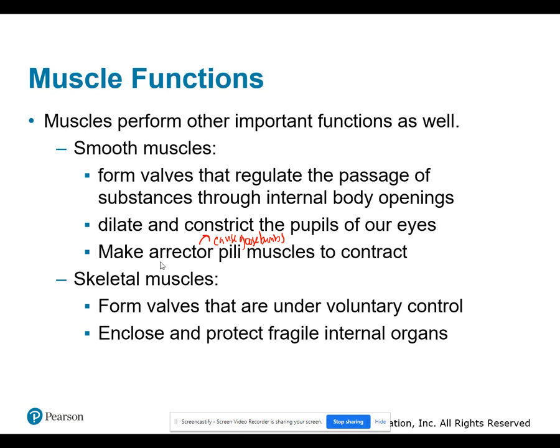And then last but not least, it encloses and protects fragile internal organs. Your stomach and your small intestine don't really get a lot of protection from bones. You don't have bones that cover them, but you have a lot of muscle. So your abs and your obliques protect that. So again, it protects internal organs as well.